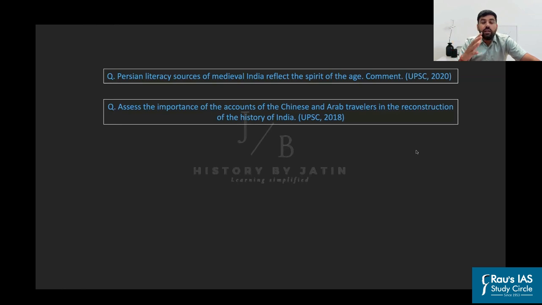Or they can say, assess the importance of the accounts of the Arabic and the Persian foreign travelers coming to India. They can do anything, guys. You just need to know who came from where. Forget about the names of the books, and you can easily answer this. Twice they have asked, they are very likely to repeat the same question in the future as well.